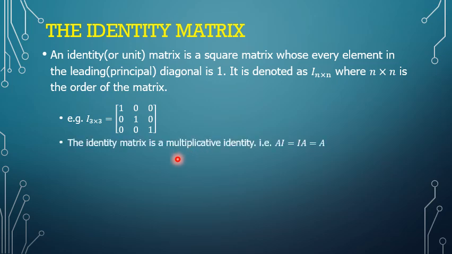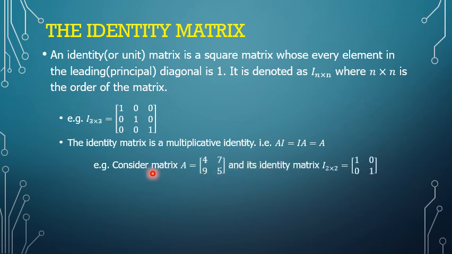The identity matrix is a multiplicative identity. That is, when you take matrix A and multiply by the identity matrix, it will be the same as taking the identity matrix multiplied by A, which will just result in matrix A. For example, consider matrix A [4, 7; 9, 5], and this identity matrix.